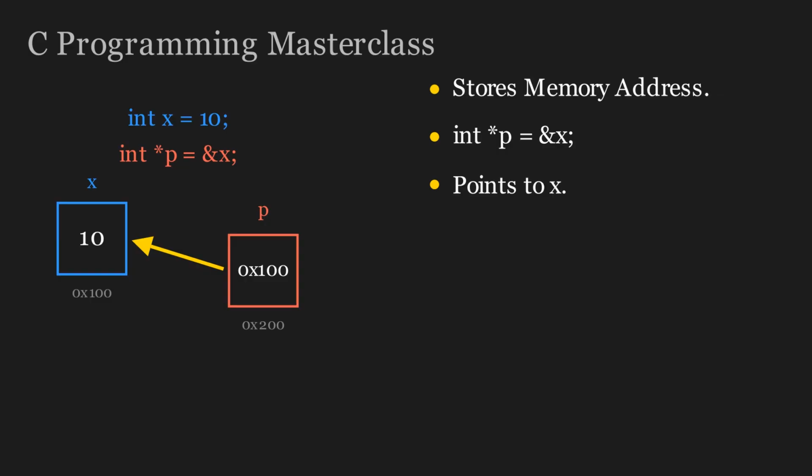We calculate the address using the ampersand operator. We access data at that address using the asterisk, or dereference, operator. Pointers allow us to modify variables efficiently without copying data around. They are essential for dynamic memory and complex data structures.